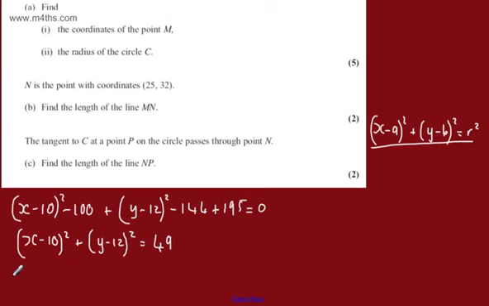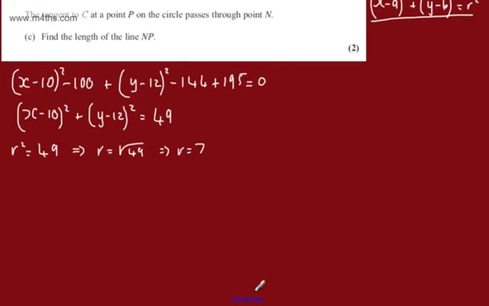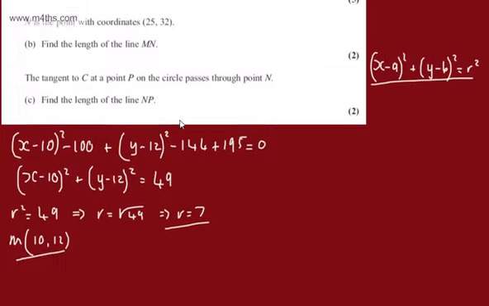So what we can say from here, r squared is equal to 49. Therefore, r will be equal to the positive root of that, the square root of 49. Therefore, r will be equal to 7. So the radius is 7, and M, the centre of this, is going to be (10, 12). So there are 5 marks. There's M, there is the radius.